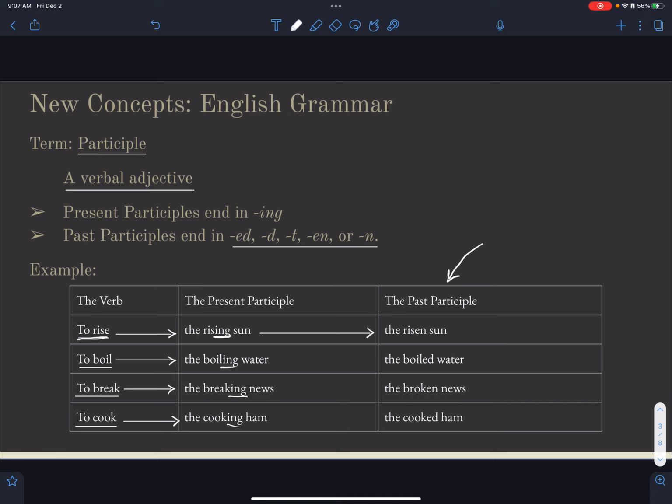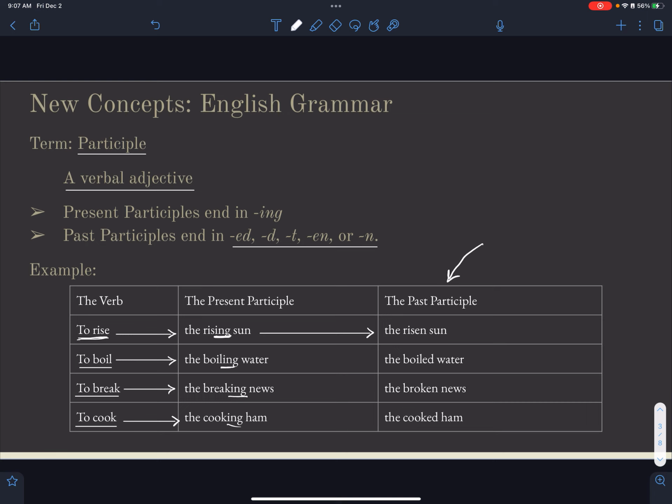Now let me ask you this. Think of this sentence: She was walking on the beach when she saw the risen sun. Question, has the sun already risen? Yeah. So it's happened prior to the action of the main verb. That's why it's the past participle. The participle itself has happened before the action of the main verb.